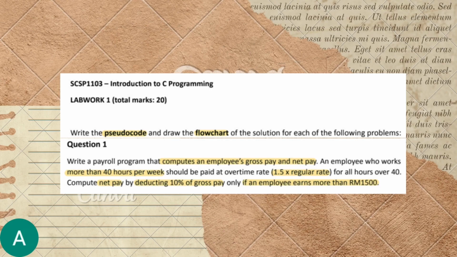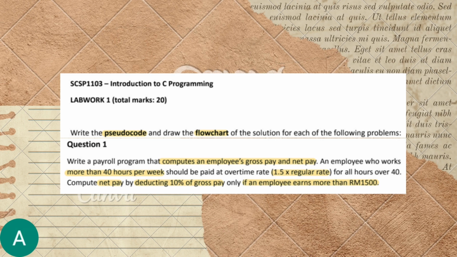There are a total of 4 questions, and each question needs to have a pseudocode and a flowchart for the following problems. I'll be explaining question 1 and question 2, while Sing will be explaining the rest, which is 3 and 4. For question 1, write a payroll program that computes an employee's gross pay and net pay.